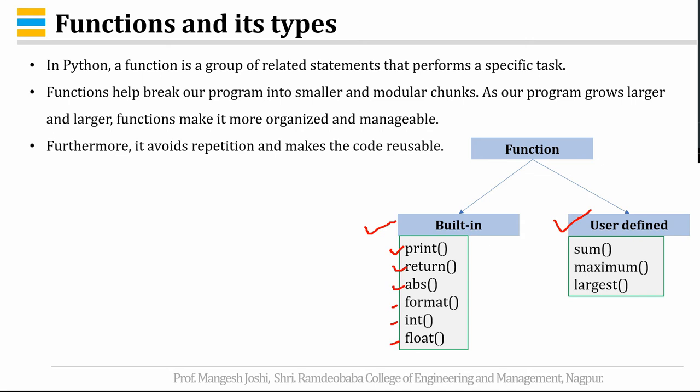As per the need of the user, you can define multiple functions. For example, you may define a sum function, a maximum function, or a largest function. In the built-in type, there is already an existing max function to calculate the maximum value out of a list. So these are basically the two types of functions.